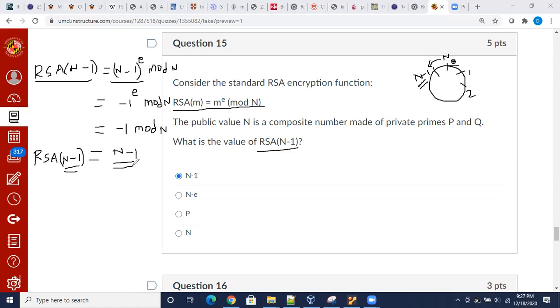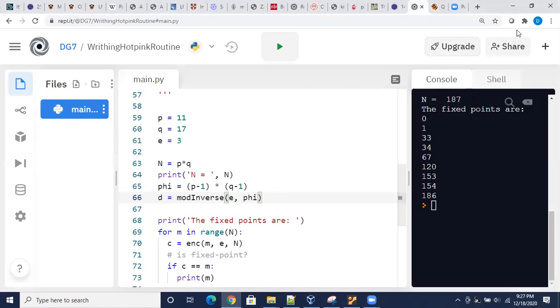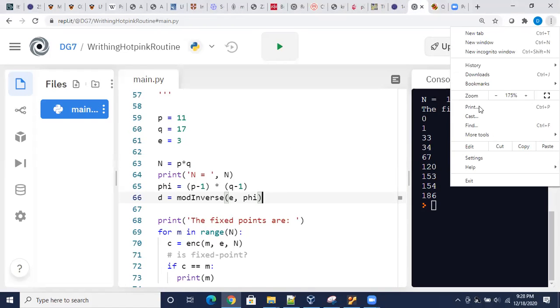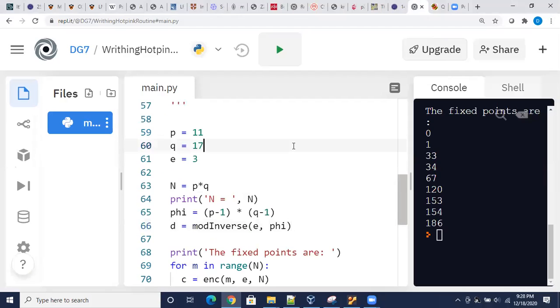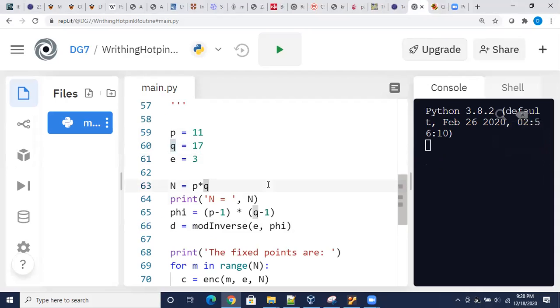So let's take an example. I've written here a simple program. The program is basically using p to be 11, q to be 17, and e to be 3. These are just small constants to get the idea across. n is p times q, and then we know Euler's totient function phi is (p minus 1)(q minus 1). We compute the mod inverse of e and phi to get the d.